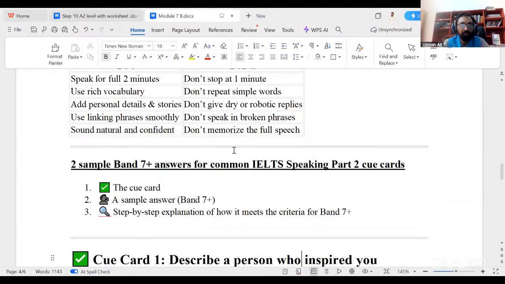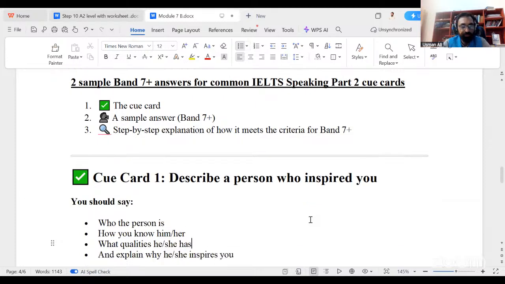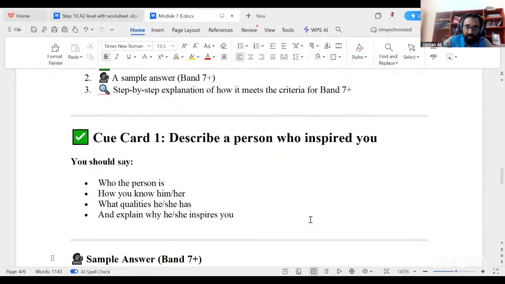Number two, sample band 7+ answers for common IELTS Speaking Part 2 cue cards. Now I'm going to give you a cue card, a simple answer, and a step by step explanation of how it meets the criteria for 7+ scores. Cue card one: describe a person who inspired you. You should say who the person is, how you know him or her, what qualities he or she has, and explain why he or she inspires you.